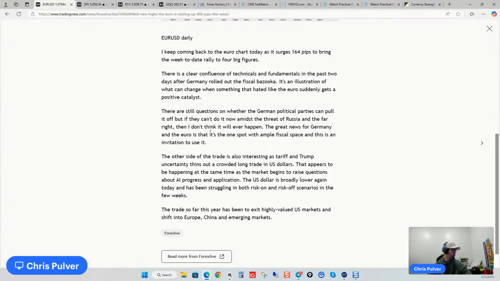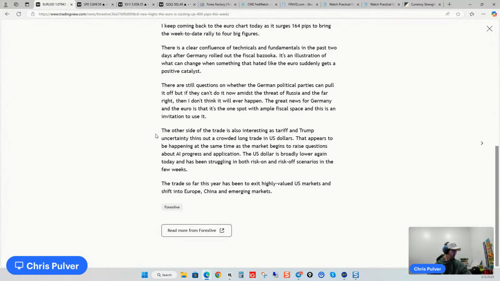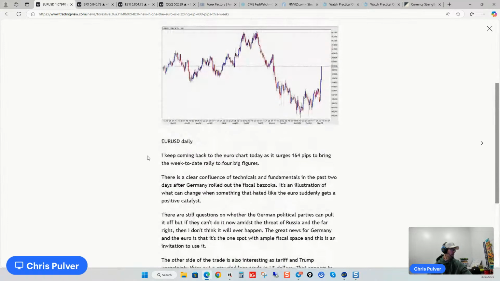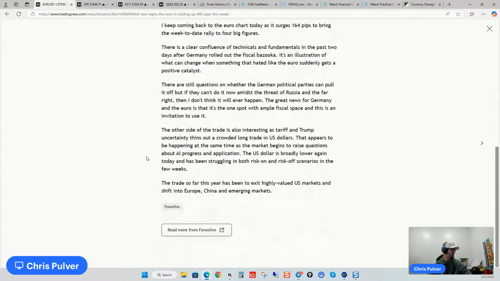German political parties can pull it off, but if they now can't do it amidst the threat of Russia and the far right... Great news for Germany is that the euro is at a one spot, ample fiscal space. This is an invitation to use it. Tariffs and Trump uncertainty thin out the crowded long trade in U.S. dollars. Yep. So dollar broadly lower again today, struggling with both risk on and risk off scenarios. Yeah, Trump is going to be talking down a lot of things. Whether it works or not, we'll see.